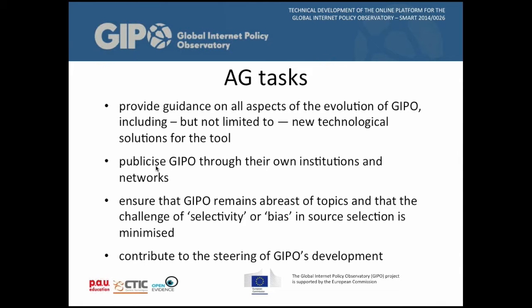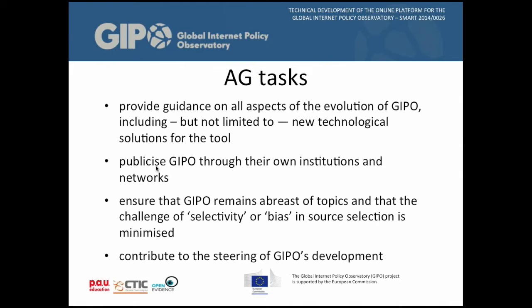Move like this there. The tasks of the AG have been described in one of the blog entries that you can find on the GIPO website, but essentially there are four key tasks that are written up on your screen right now. I won't go through them all, but the advisory group is there to advise, not to provide concrete solutions.